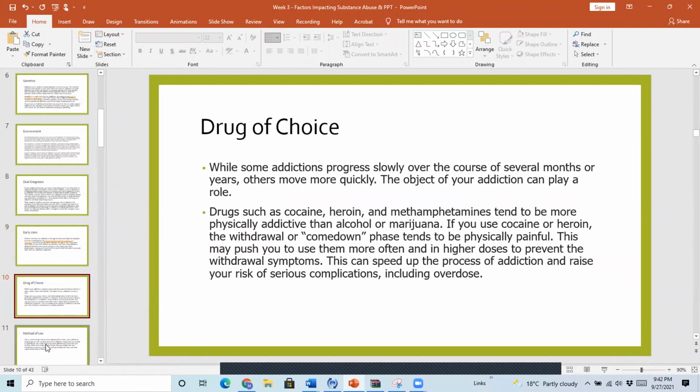Now, drug of choice, believe it or not, the drugs that certain people choose to partake in also play a huge role in how likely they are to become addicted. So, if you're using cocaine, heroin, methamphetamines, they tend to be more physically addictive than, let's say, alcohol or marijuana. If you use cocaine or heroin, the withdrawal or come down phase tends to be really, really painful. And then this will push you to use more often and use in higher doses to prevent that withdrawal symptom.